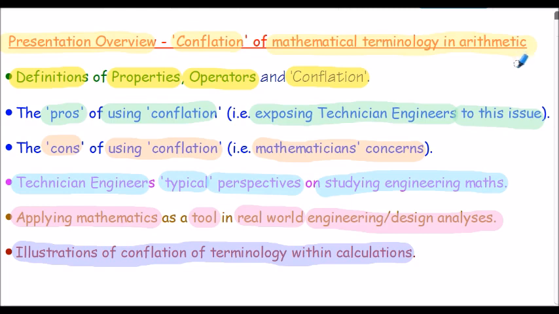For your expediency, you can, if you prefer, ignore the first 5 sections of the presentation and instead just review the last section of the presentation. The first 5 sections are included to form a backdrop to the presentation to set the context of technician engineer's perspective on studying mathematics. The main body and essence of the presentation is contained in this last section that includes the illustrations of conflation of terminology.